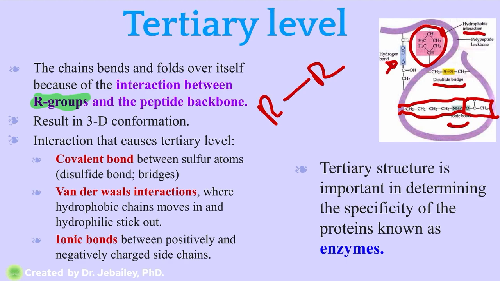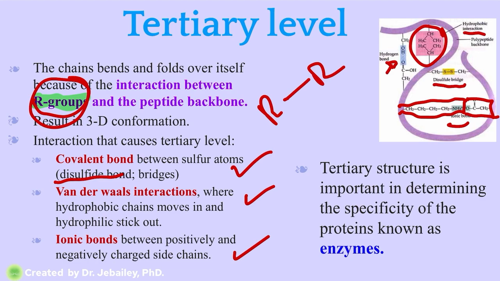Now, these connections can be covalent bonds, such as the disulfide bond. We've got van der Waals interactions, ionic bonds. So we don't just have the peptide bond and the hydrogen bond. Now there's an addition of covalent bonds and ionic bonds. The most important thing you need to know is that the R groups right here are the ones connecting in the tertiary level.